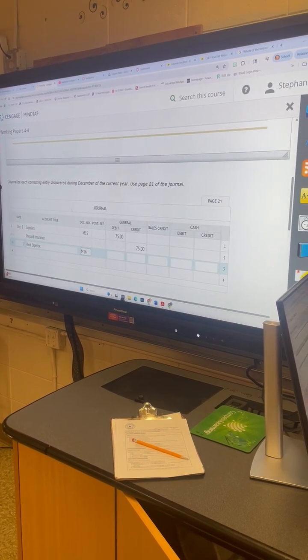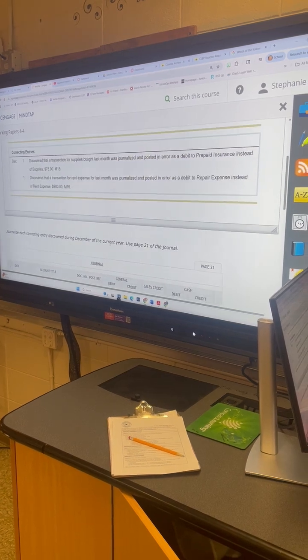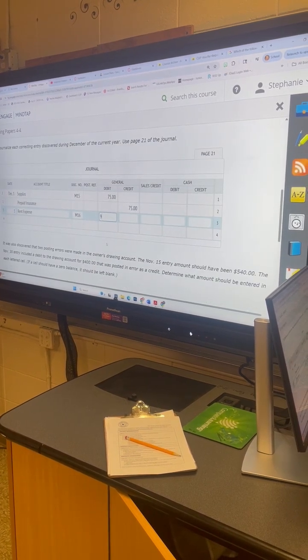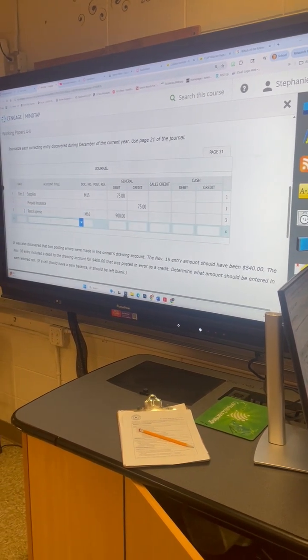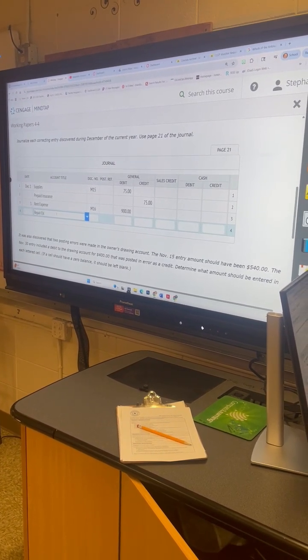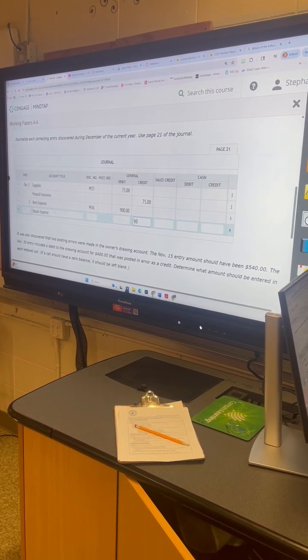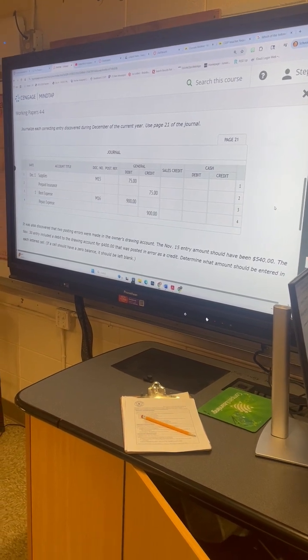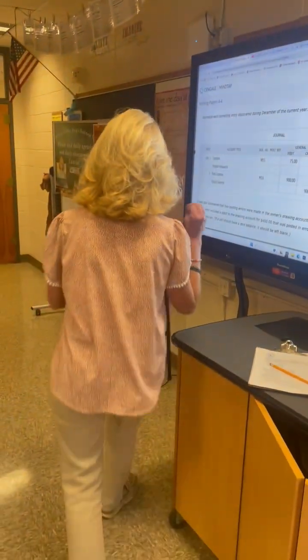M16. And so, how much should it have been? 900. So that's where it should have gone, but instead it went to repairs, correct? So we need to back out the repairs expense. Does that make sense how this works? And again, this is really very accurate.